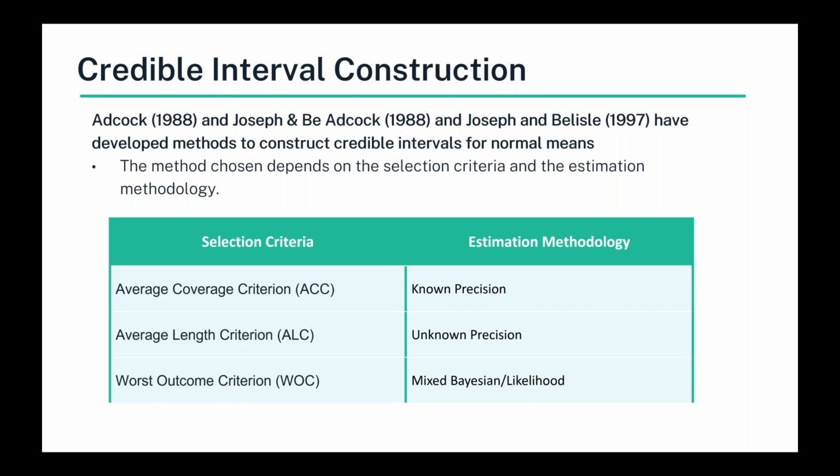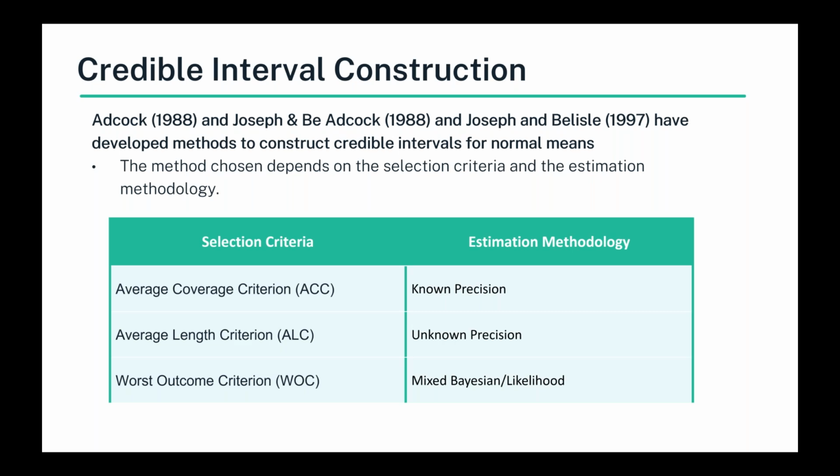For more information on these criteria, you can see the Joseph and Bélisle paper, and there'll be a link to that in the references at the end. In terms of the methodologies, you have the known precision case, which is a relatively trivial extension of the frequentist scenario. You just subtract the size of the prior that was used to find this known precision from the sample size.